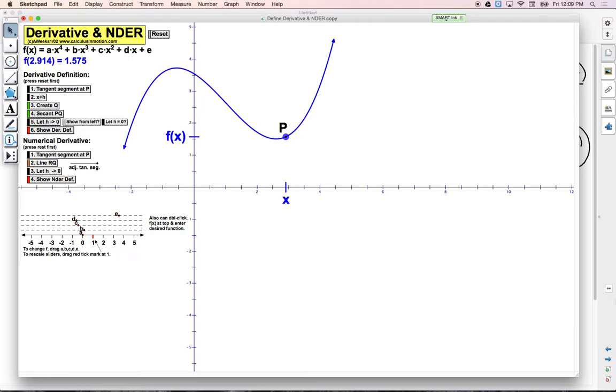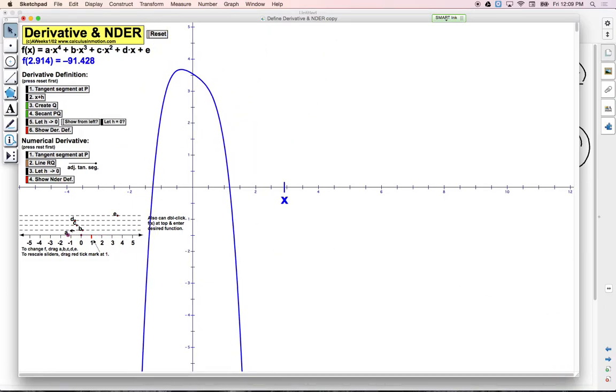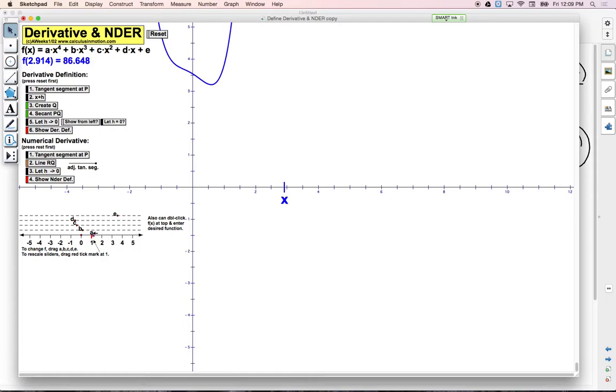Right now, a is 0, because these are sliders down here. A is 0. And so it's actually a cubic function because if a is 0, there's no x to the fourth term. You get that? So that's why it's up to the right, down to the left. And I can actually slide that around. So if you want to see what I mean by that, like I can change a, look. So now it's x to the fourth.